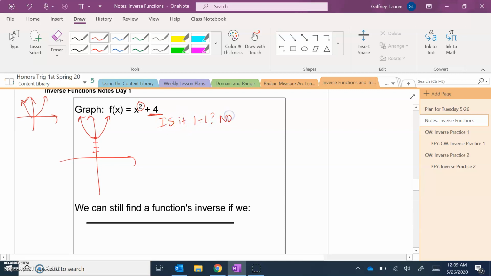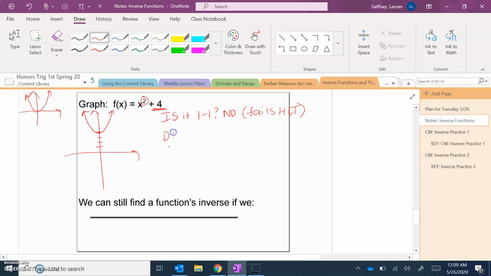No. If you think about it, it would pass the vertical line test, but it would fail the horizontal line test. And if you had a table of values, you would see, for example, if you put in 1, you would get out 5. If you put in -1, you would also get out 5, so the y values repeat.